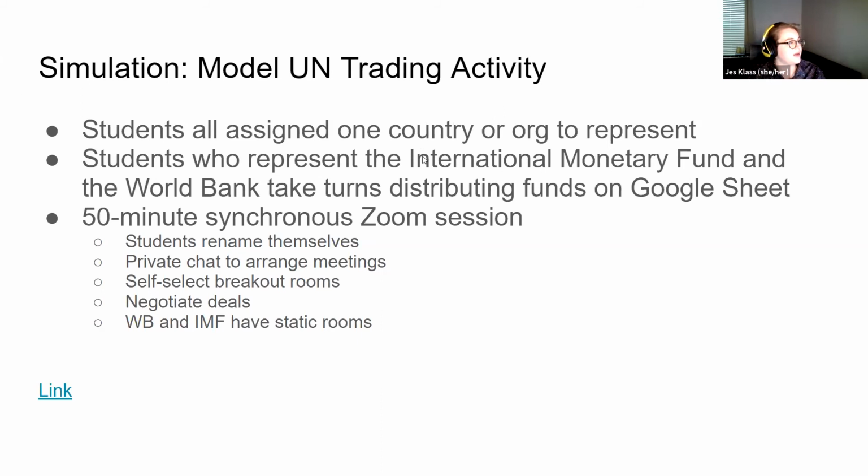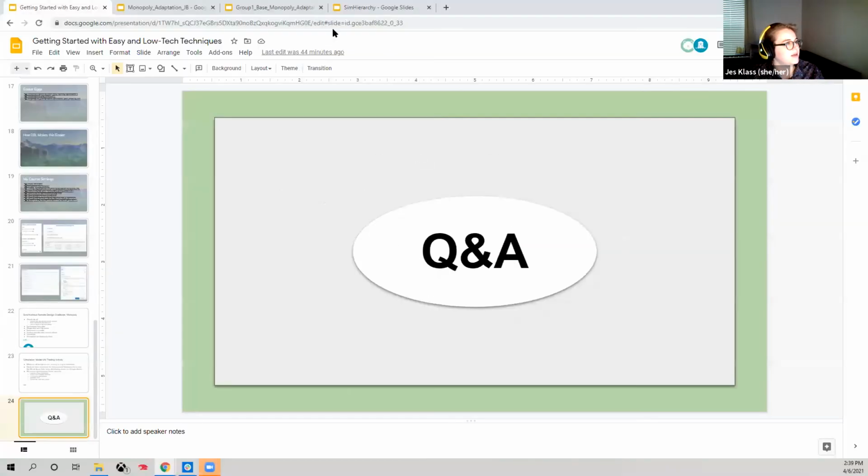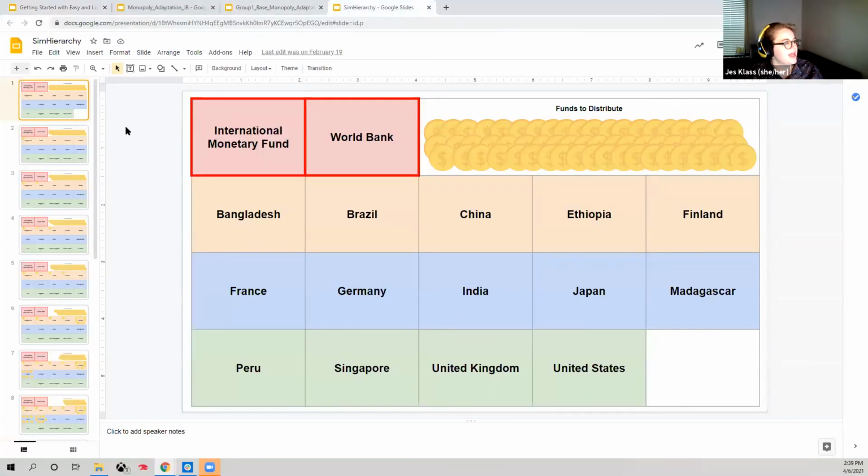So let me pop out here once again and show you what this looks like. And these students actually chose to copy the slide every time they distribute a fund. So I'm going to quickly scroll through. On the day of, every student in Zoom changed their name to their country. Many of them set the flag as their virtual background, which I was really excited about. The student was role playing as their country, much akin to how they would in Model UN.